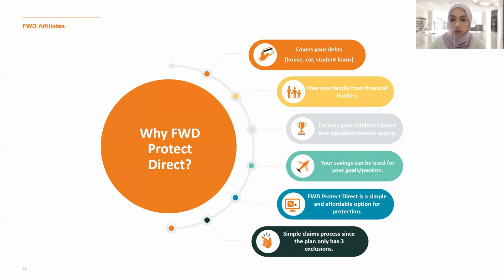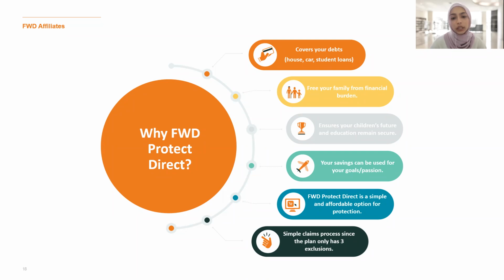And for those of you with children, you can ensure that your children's future and education remain secure with the benefit of up to 500,000. You at least know that your kids will not have to worry about whether they will have enough money in the future for their education or to pursue their passions in case anything happens to you.